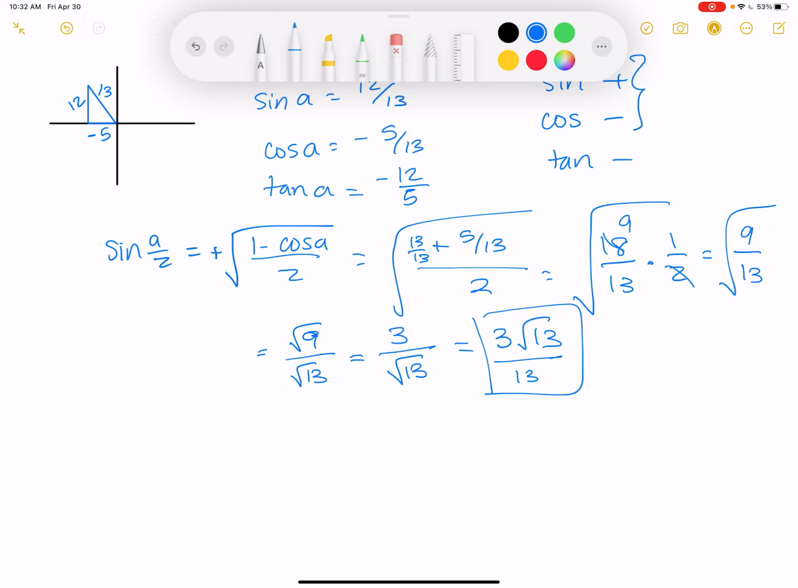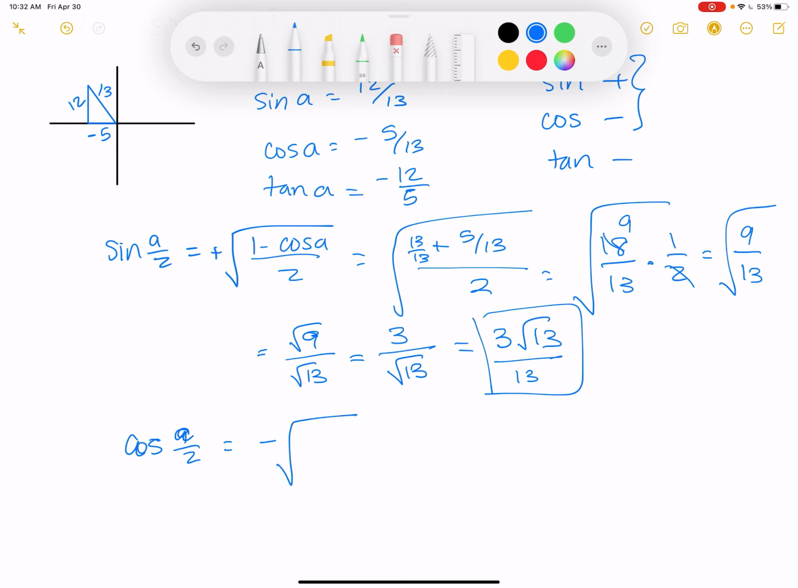All right, do you have to put all the answers together or is boxing them fine? Just as long as you box them, it's fine. Box them individually, because if you do it the other way, you're going to need to write which one's which. All right, cosine of A over 2. Minus. Negative.